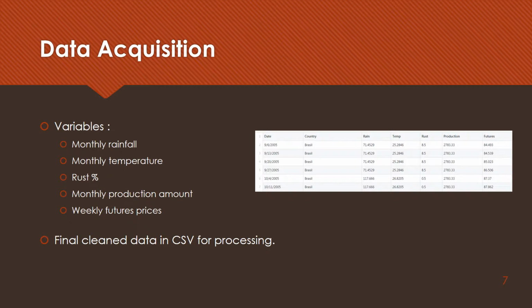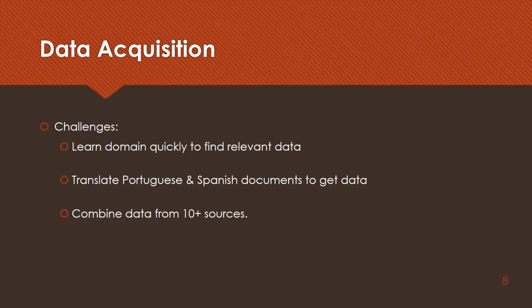We acquired the data from more than 10 different sources and included the following variables: rainfall, temperature, rust percent, production amount, and future prices, and cleaned and inputted this data into CSV format. We had some challenges in learning the domain quickly enough to find the relevant data. We also had to translate the documents from Portuguese and Spanish into English and combine these data from 10 different sources.